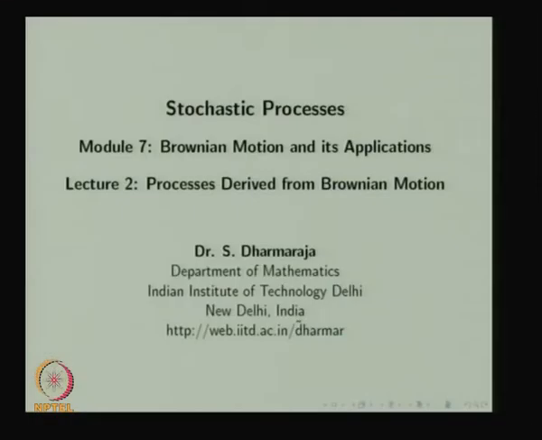This is Stochastic Processes, Module 7, Brownian motion and its applications. Lecture 2, processes derived from Brownian motion. In lecture 1, we discussed the definition and properties of Brownian motion.